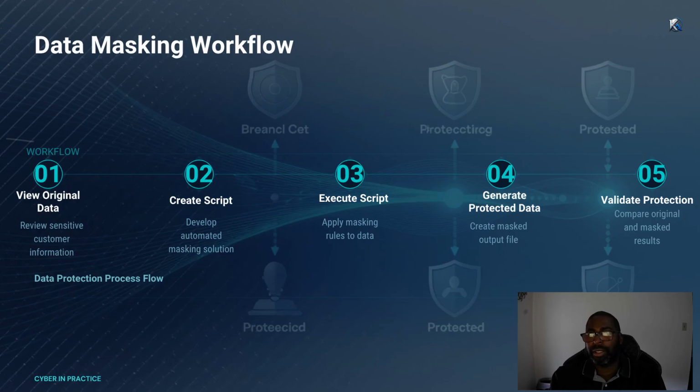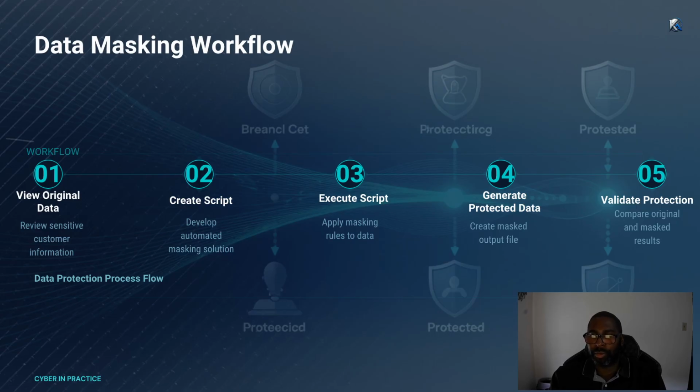Now that we've completed the demonstration, let's review the workflow one final time. We started with sensitive information, applied automated masking rules, generated protected output, and then validated the results. Throughout the process, the goal remained the same: reduce exposure while preserving usability. This workflow demonstrates how organizations can protect sensitive information without disrupting normal business operations.